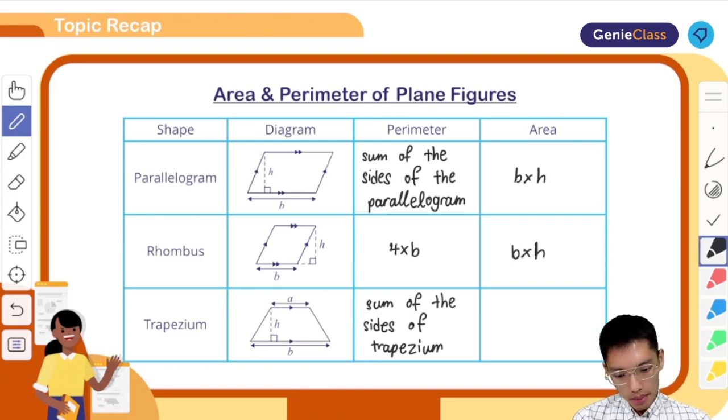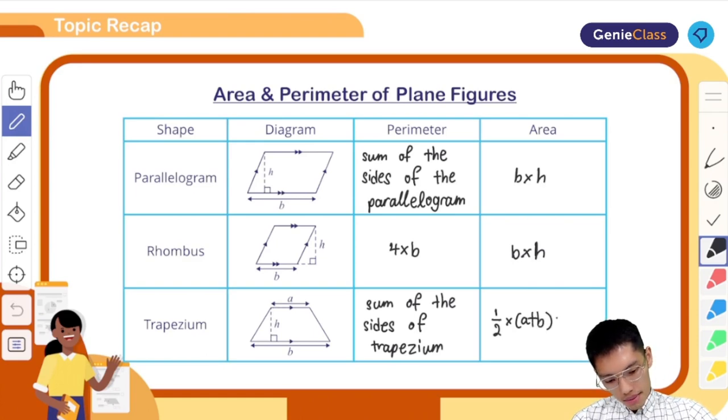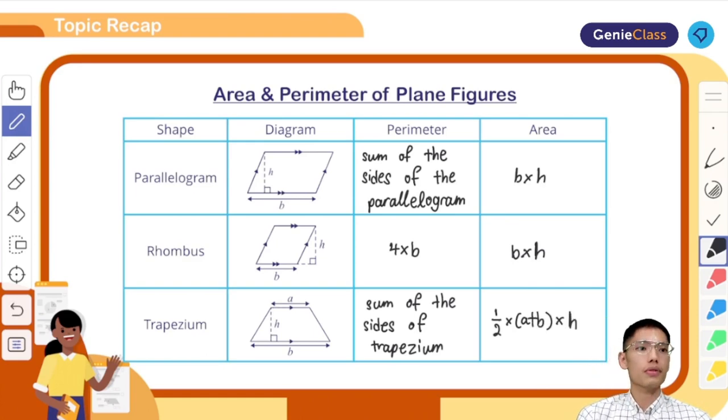Okay, almost there, Pranav, but it's not 1/3. There's no 1/3. I think you are confused with the volume of a pyramid. So in this case, we are looking at actually half times the sum of my parallel sides times h. Alright, so you have to take note, this is for the trapezium. Maybe a typo, but just be careful.